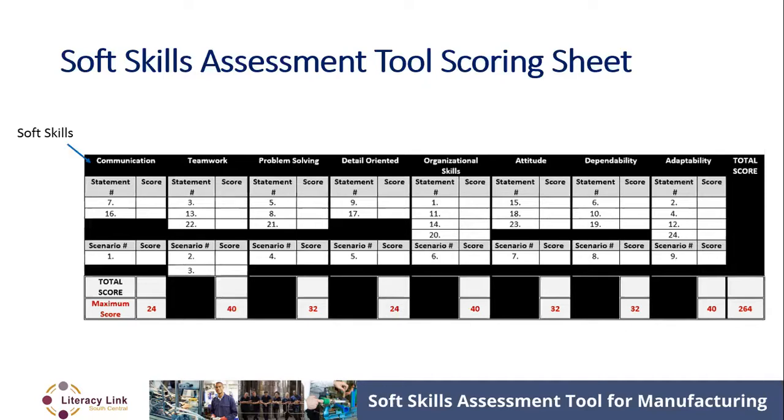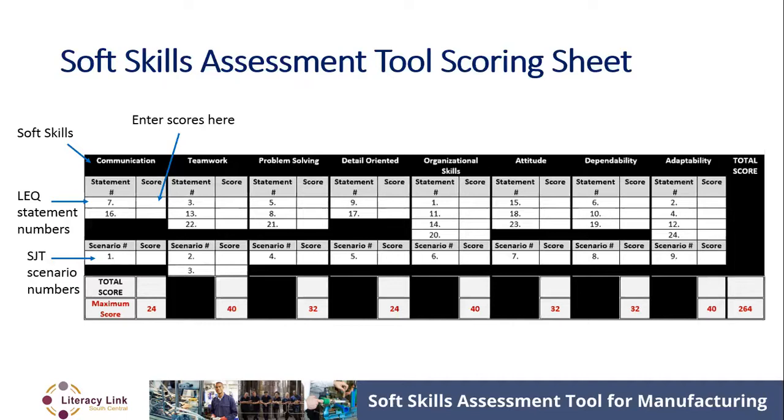Below each soft skill, you'll see 2 columns. One indicates the life effectiveness questionnaire statement number or situational judgment test scenario number, and the other is blank. It's in that blank column that you'll record the score the person received on that particular statement or scenario. You'll see that there are between 3 and 5 opportunities to measure each of the 8 soft skills we're evaluating here.